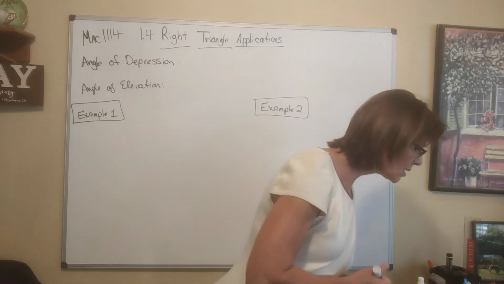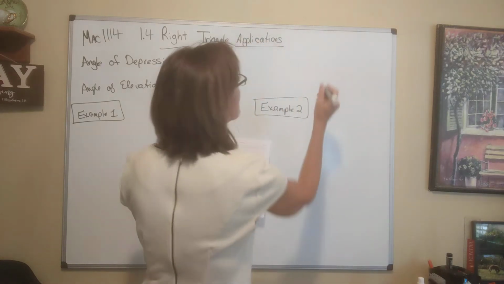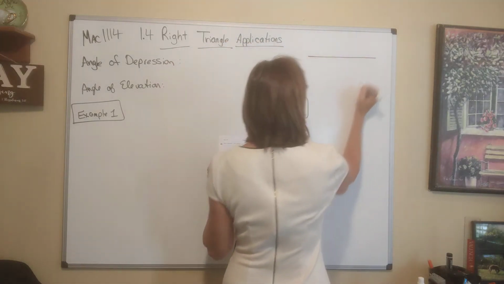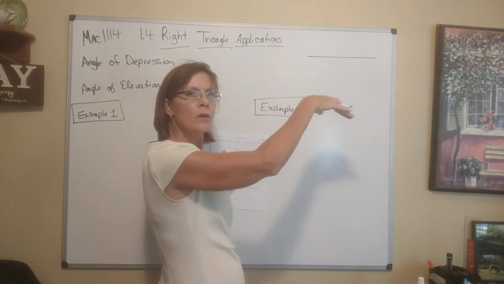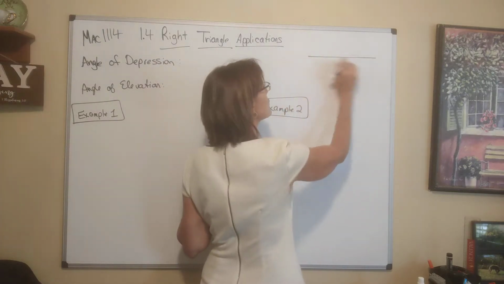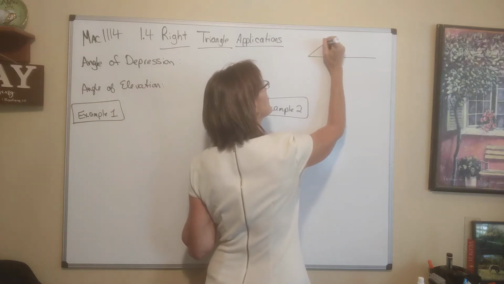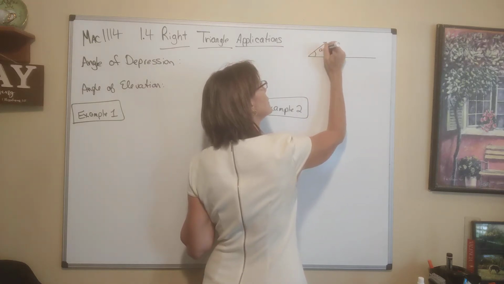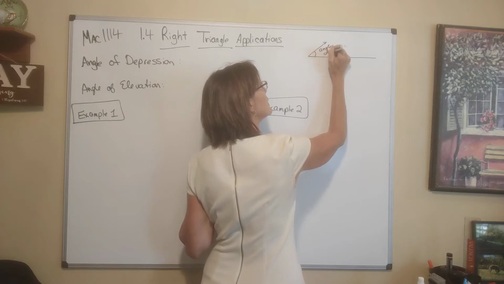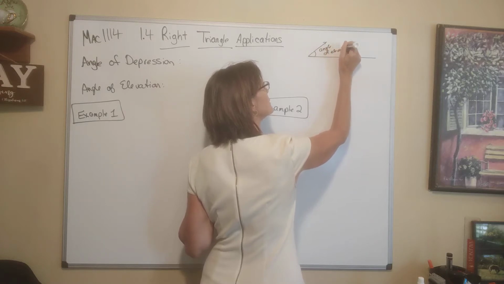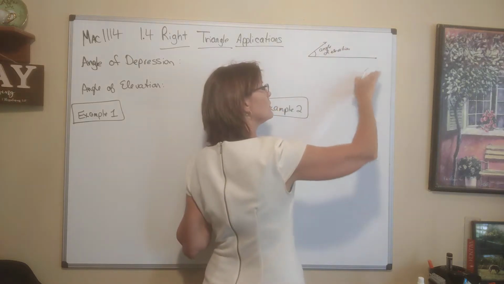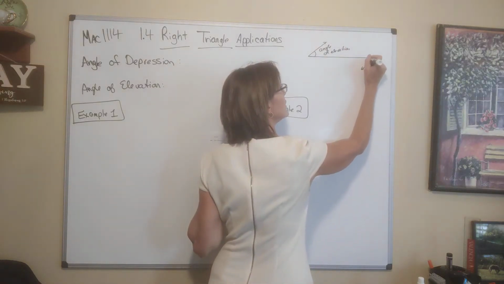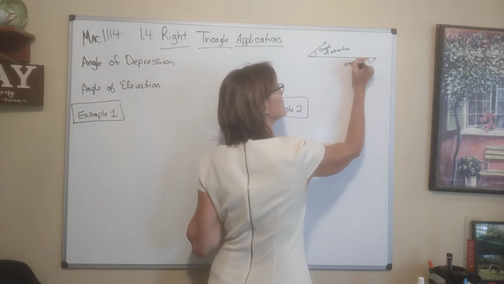And so on your worksheet, there's this little picture here. There's a horizontal line here. And so very simply, an angle of elevation is from the horizontal looking upward. So here's the horizontal, and if we're looking upward, this would be an angle of elevation. But if you're standing right here and you're looking downward, this right here would be called an angle of depression.